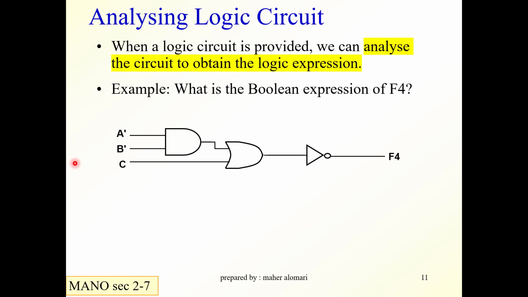Okay, given this circuit, what is the output of this circuit, F4? How do we analyze this circuit to find out the output? We start from the input side of the circuit. What is the output of this AND gate? It's equal to A bar, B bar. Now, what is the output of this NOR gate? It is equal to A bar, B bar, ORed with C. And then the output F4 is the complement of that, which is equal to A bar, B bar complemented, ANDed with C bar, and this is equal to A or B ANDed with C bar.